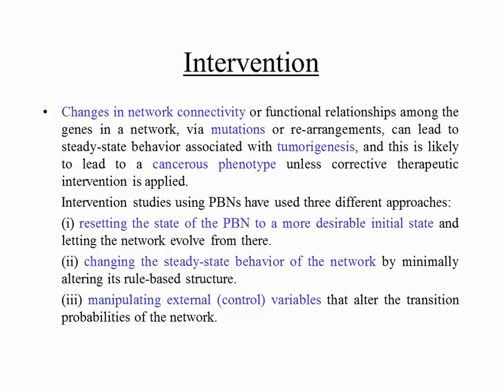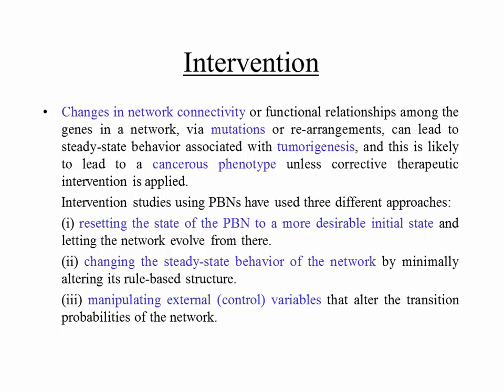Another approach might be to change the steady state behavior of the network by minimally altering its rule-based structure. Remember, when you're getting this probabilistic Boolean network, you have a bunch of predictors. You have truth tables that are telling you that if you are in this state, these are the states that you will go to with these probabilities. So if I alter that truth table, I might be able to alter the distribution of the good and bad states. I might be able to put more probability mass into the good states and less probability mass into the bad states. So these are the two things that I'll cover in this chapter today.